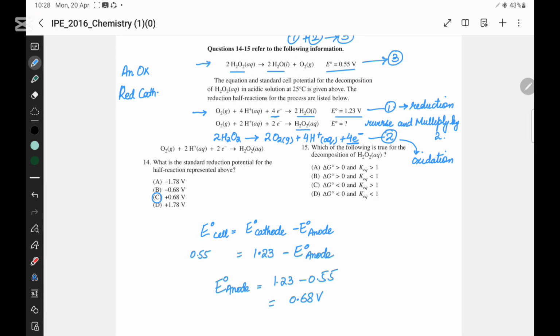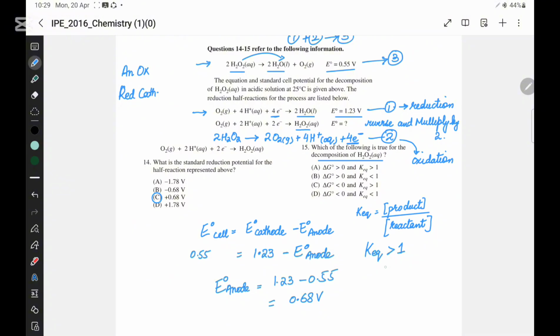Which of the following is true for the decomposition of H2O2? For the decomposition, the reaction has to move in the forward direction. That means there are going to be more products than reactants. As you know, K equilibrium is equal to the concentration of product over reactant. We want the decomposition of H2O2, so we want more product there. So K equilibrium needs to be greater than 1. When there is more product, K equilibrium needs to be greater than 1.